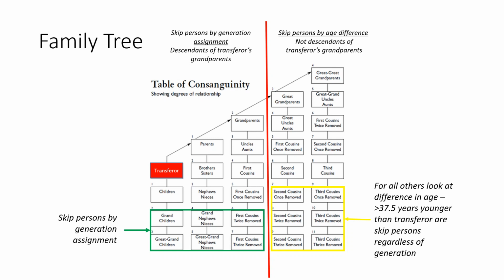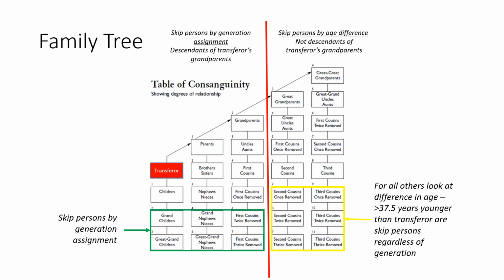We want to see somebody who is 2 or more generations younger than the transferor by generation assignment, not necessarily by age. So in that case, you start with the transferor, go down 2 generations, and everybody in that generation of grandchildren or lower, or grandnieces and nephews or lower, or first cousins twice removed or lower, will be a skip person solely by generation assignment.